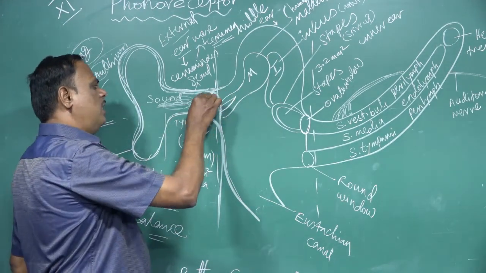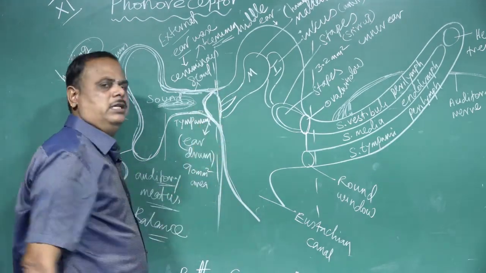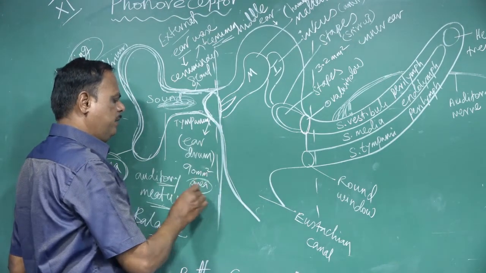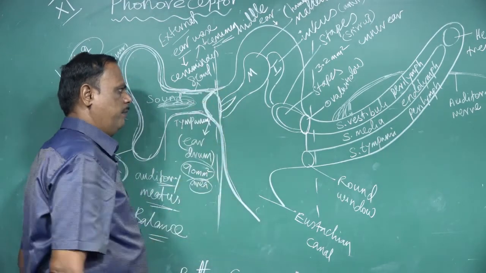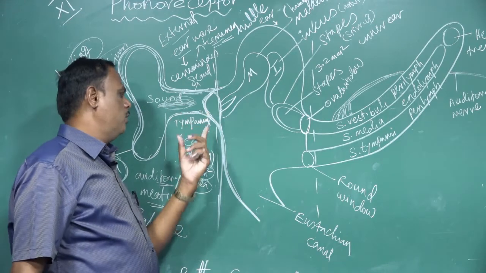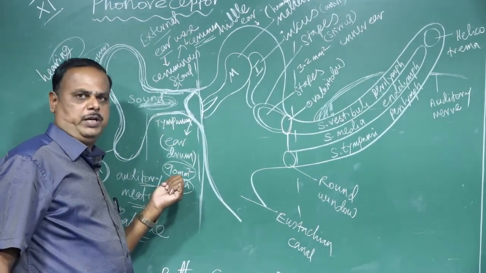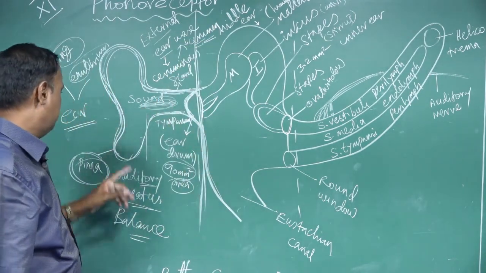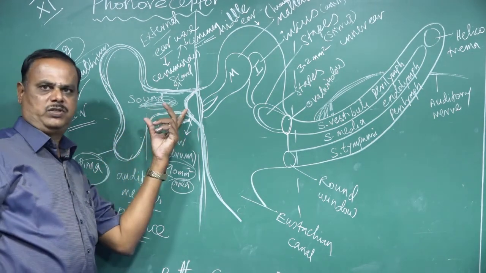Next is the tympanic membrane, also called the eardrum. The area of the tympanic membrane is 90 millimeter square. It is a transparent membrane, called the tympanum, also called the eardrum. All of this makes up the external ear. The external ear consists of the pinna, auditory meatus, and eardrum.